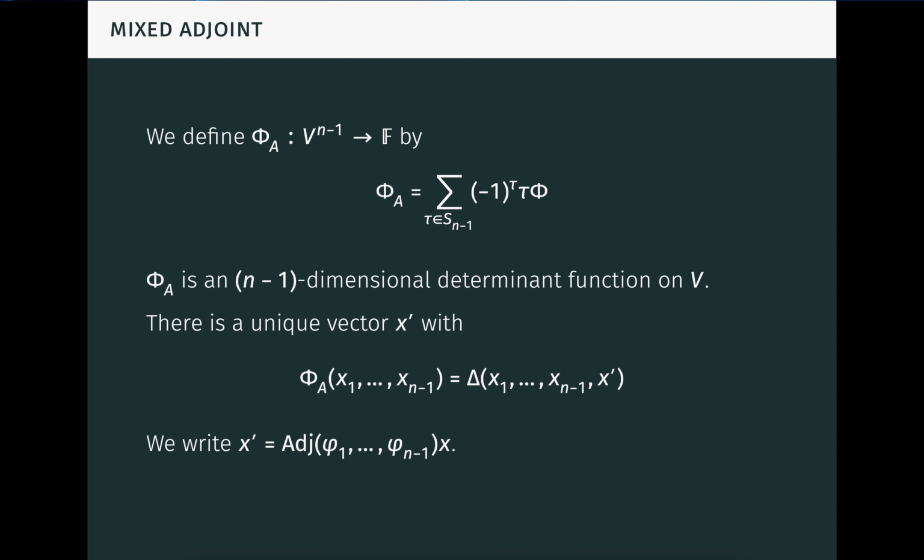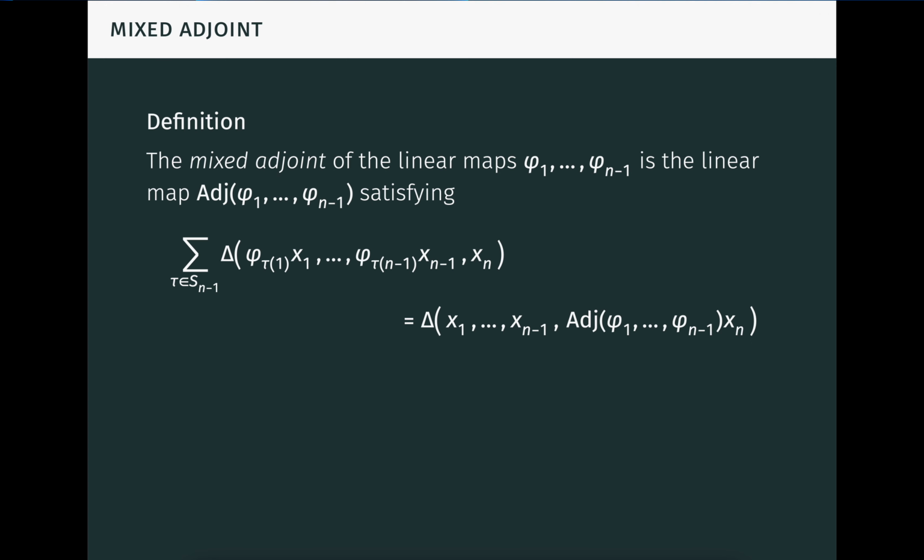This leads us to another definition. The mixed adjoint of the linear maps phi1 to phi n-1 is the linear map satisfying the equation seen here. The sum on the left-hand side of this equation comes from the function big phi a on the previous slide, where we've again eliminated a sign factor by permuting the linear maps instead of the vectors. Although it's slightly more complicated, this definition closely resembles that of the classical adjoint. And if we take all of the phi's equal, it reduces to it, up to n-1 factorial.